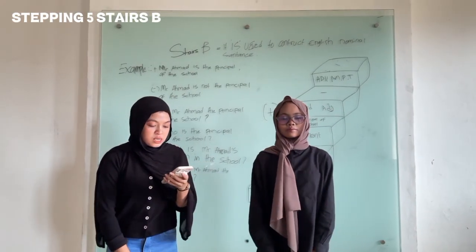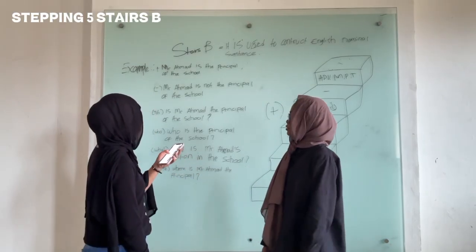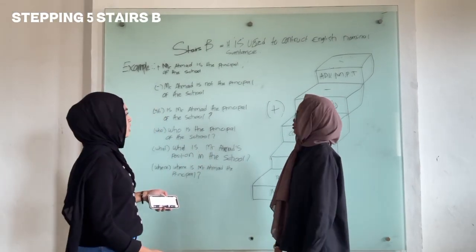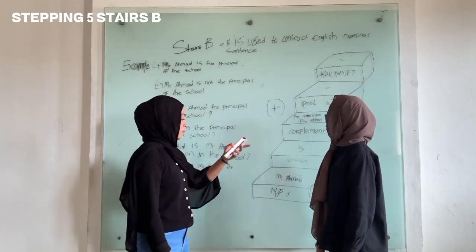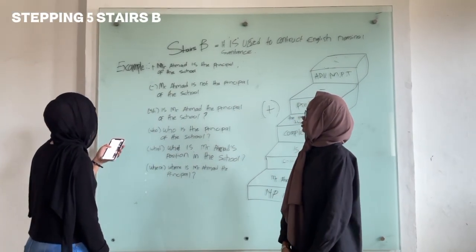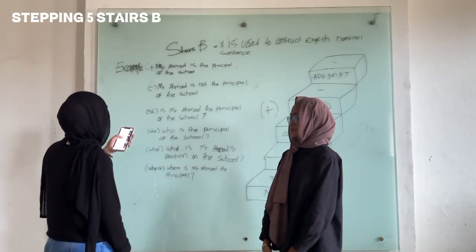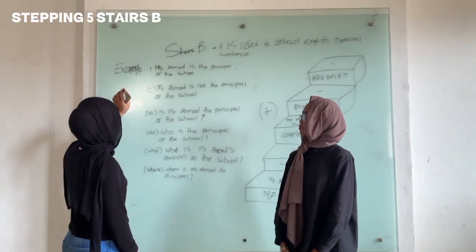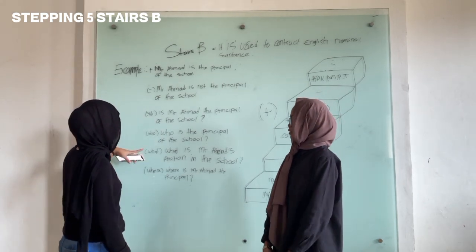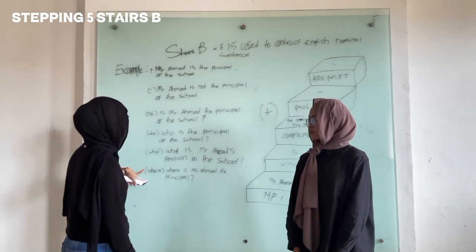In conclusion, the stepping 5-step B helps us build a nominal sentence using a copula and complement. By following the steps, we can easily change a sentence into positive, negative, yes/no question, who question, what question, and where question.